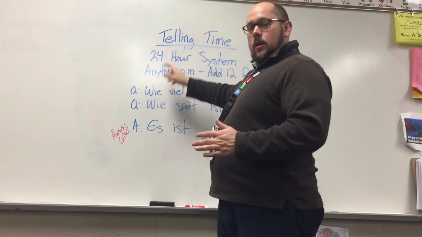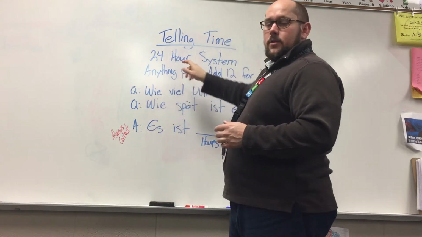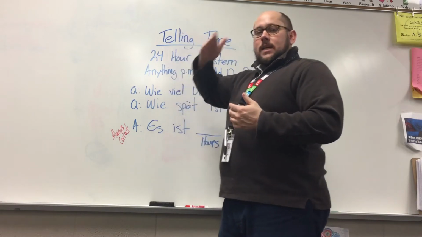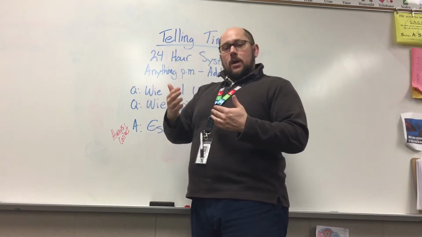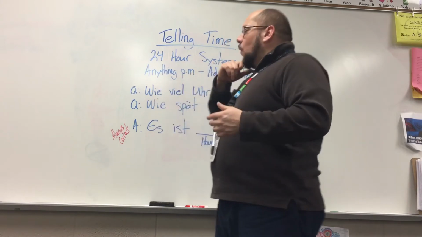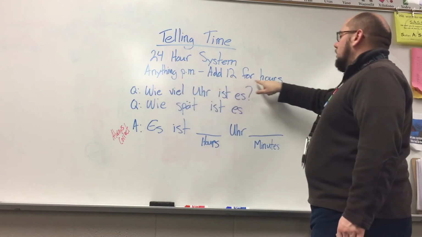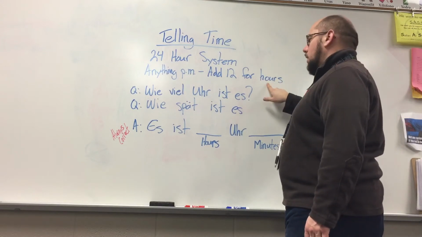24-hour system, all right? Military time is what we call it. Here in the United States, we work on the 12-hour system. We use AM, PM. Germany, 24-hour system. So what that means is once we get to noon, or the middle part of the day, everything that's in PM, we add 12 to it. So if it's 1 PM, 13, 2 PM, 14, 3 PM, 15, and so on. We'll get lots of practice with this. Anything PM, add 12 to the hours. That's the number you're working with.